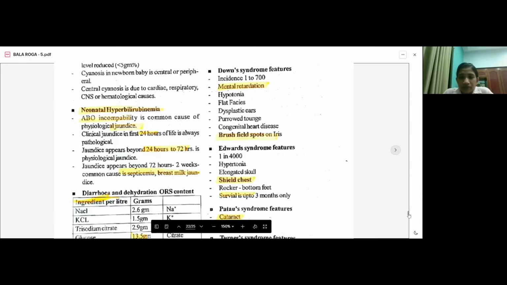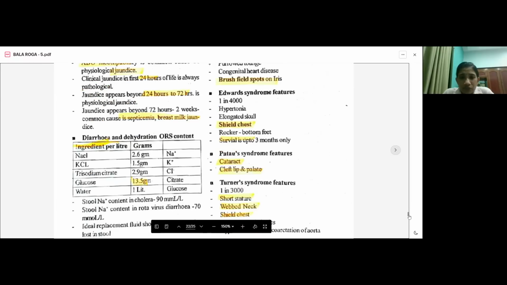And in case of Edwards syndrome, it is present in 1 in 4,000 children, and hypertonia is present with a shield chest. The chest is like a shield, and the babies survive up to 3 months. That is known as Edwards syndrome. And in case of Patau syndrome, the features are cataract and cleft lip and palate. Very important. Cleft lip and palate is present in Patau syndrome.